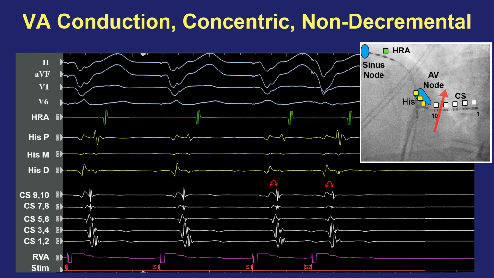The other thing that I mentioned before in terms of eyeballing this VA time, we can use that far field ventricular signal and the near field sharp atrial signal before you even take out the calipers to see that in fact this looks like a pretty fixed interval between them, and therefore you can just tell that there is no decrement. But of course you should make that measurement to be sure.